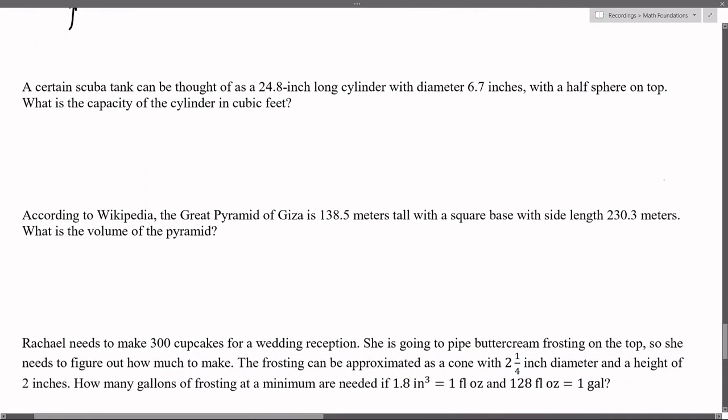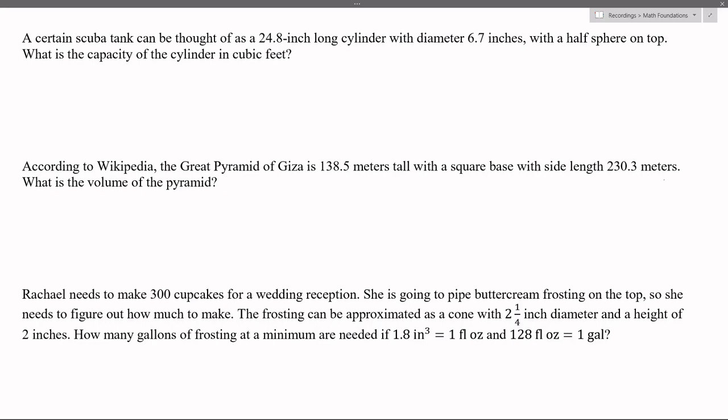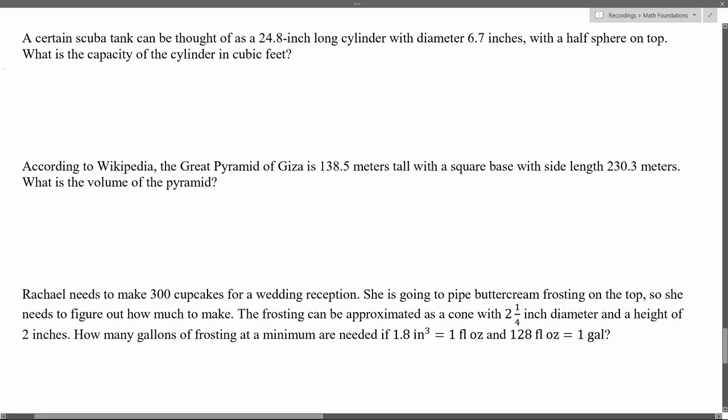A certain scuba tank can be thought of as a 24.8 inch long cylinder with a diameter of 6.7 inches and a half sphere on top. So a scuba tank is going to be a cylinder, something like this.